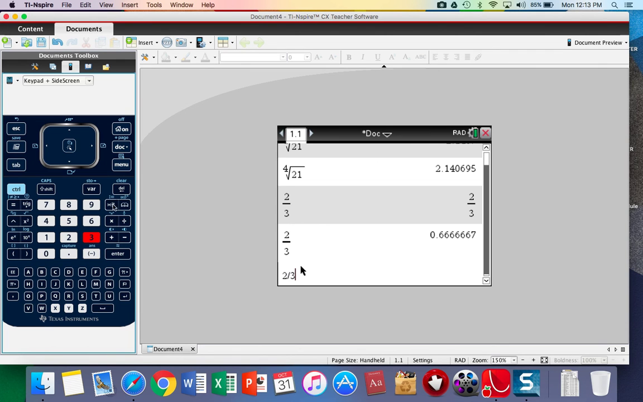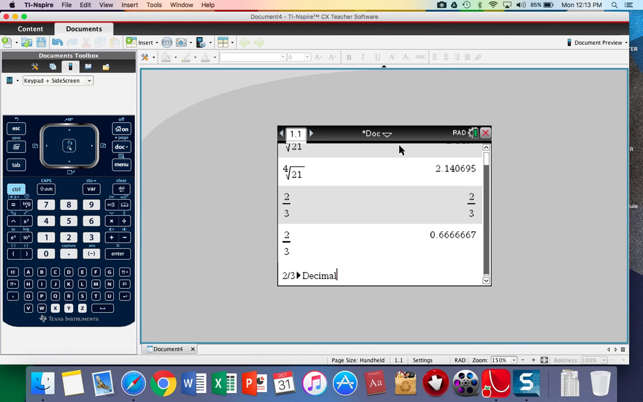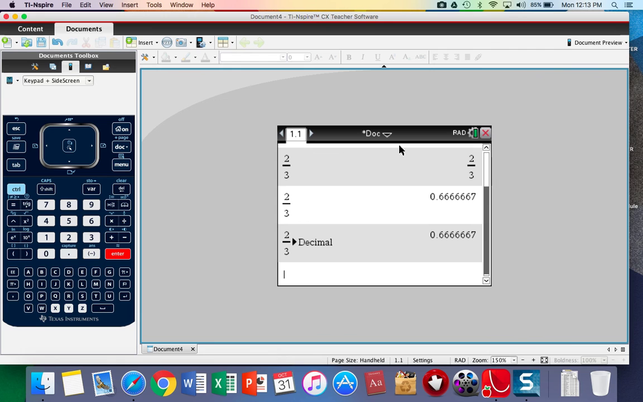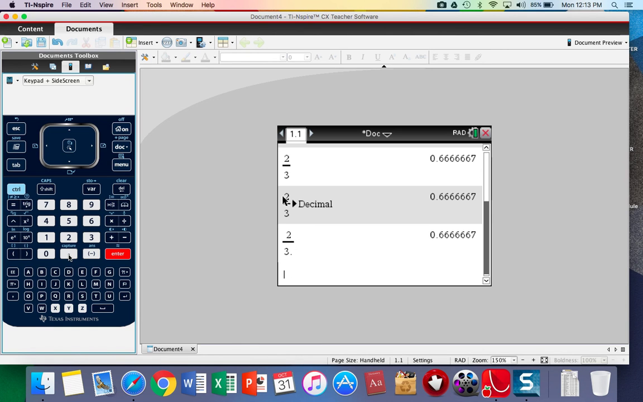Then I'm going to go to Menu, Number, Convert to Decimal. So this also converts a fraction into a decimal. There is another way, of course, a shortcut. So let us say 2 divided by 3 and then type a dot, and press Enter. This also converts a fraction into decimals.